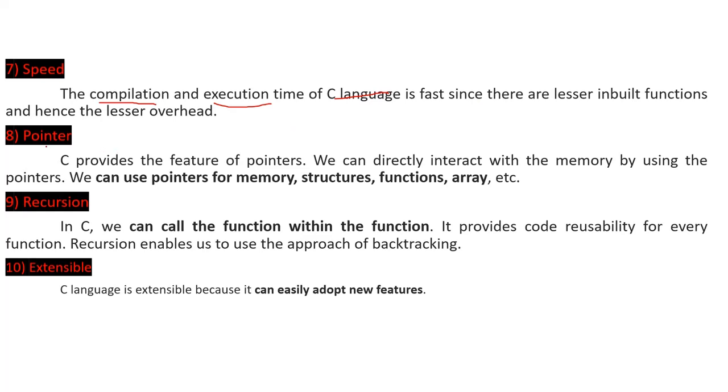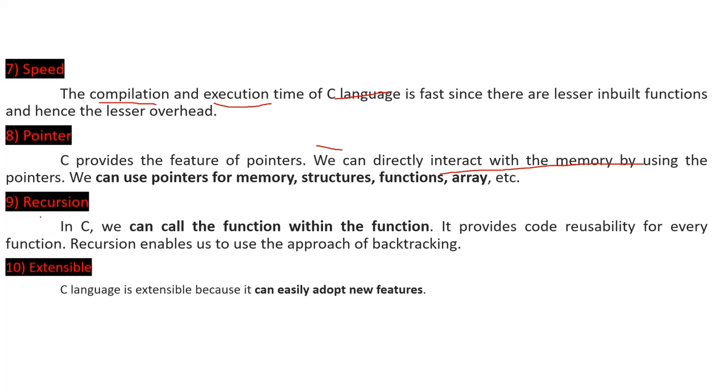Next, coming to the pointer, the eighth one. Pointer is one of the features of C language. We can use pointers for memory, structures, functions, arrays, etc. The word pointer means that we can directly interact with the memory by using pointers. Pointer is nothing but the address of the data or address of the array, like that. So pointer is nothing but an address. It is the reference of an address.